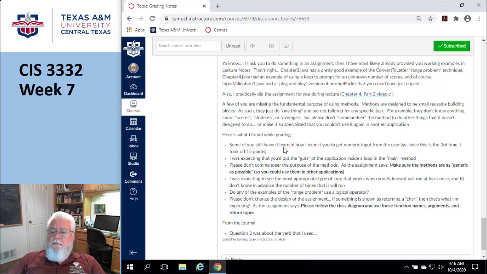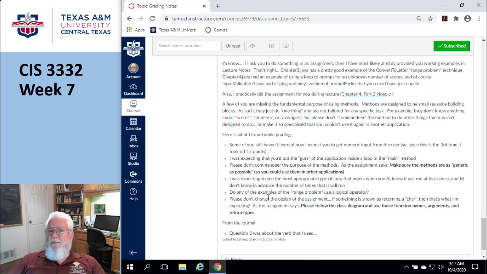So, I mentioned several times that a particular technique I want you to use for getting numeric input from the keyboard. And some of you guys still not paying attention. So since this is the third time, that's 15 points off. Can you kind of imagine how many points will be off if you do it a fourth time? Yeah. Okay, good. So I'm expecting a loop where you know it's going to run at least once, but you don't really know how many times. Okay? And the range problem.